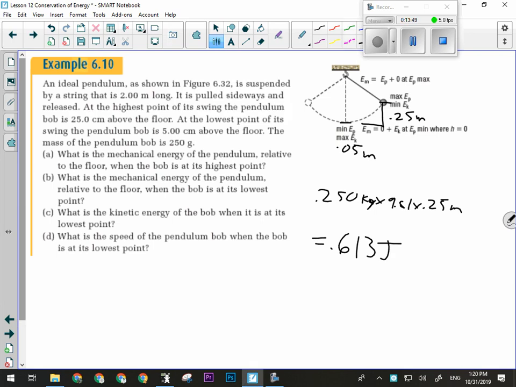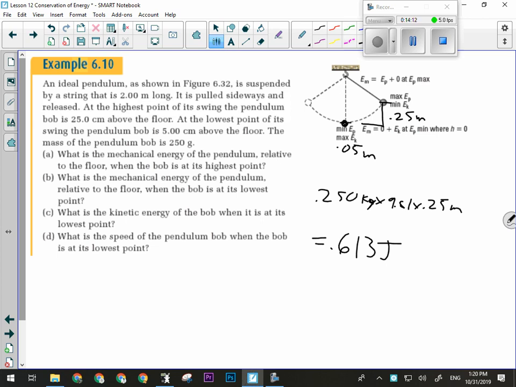Okay, what's the mechanical energy of the pendulum relative to the floor at its lowest point? Same. 0.613 joules. Okay, this is a trick question. The mechanical energy is conserved. It doesn't change. What is different is how much of it would be kinetic. There'd be very little potential and a lot of kinetic at that point.